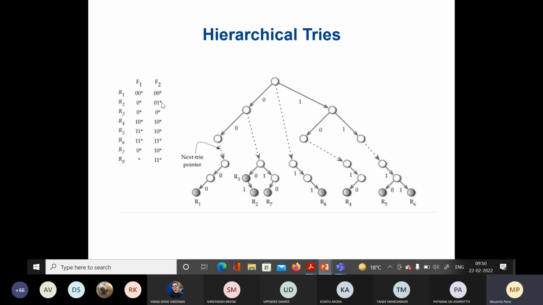Similarly, for 0 star, you have so many values in the F2 trie. So from 0 star, you have a next trie pointer, and you point it to the corresponding F2 trie. Star is R8, that means for the F1 value as star, the corresponding rule is R8, and the corresponding F2 value is 1 1 star. So from star also you have the next trie pointer pointing to the corresponding F2 trie, which represents 1 1 star, that is R8. Similarly you can do this for all other values present in this trie. This is the way in which the F1 and F2 tries are connected with the help of the next trie pointer.